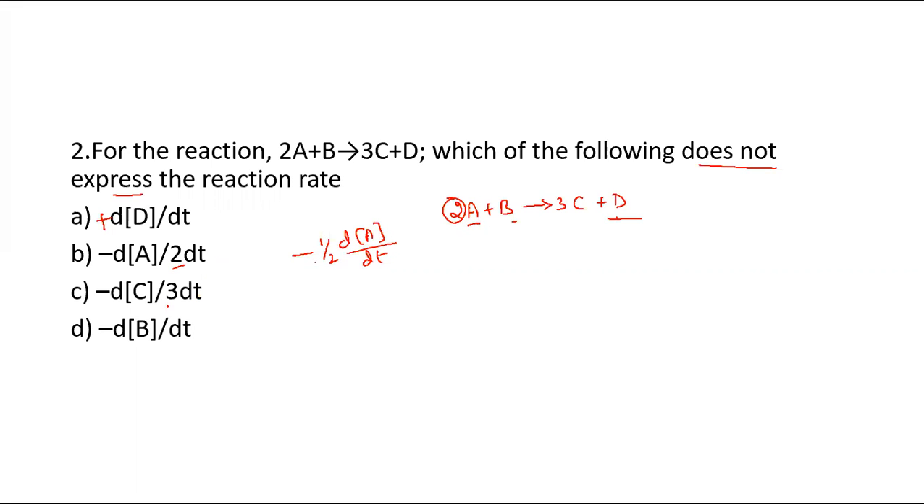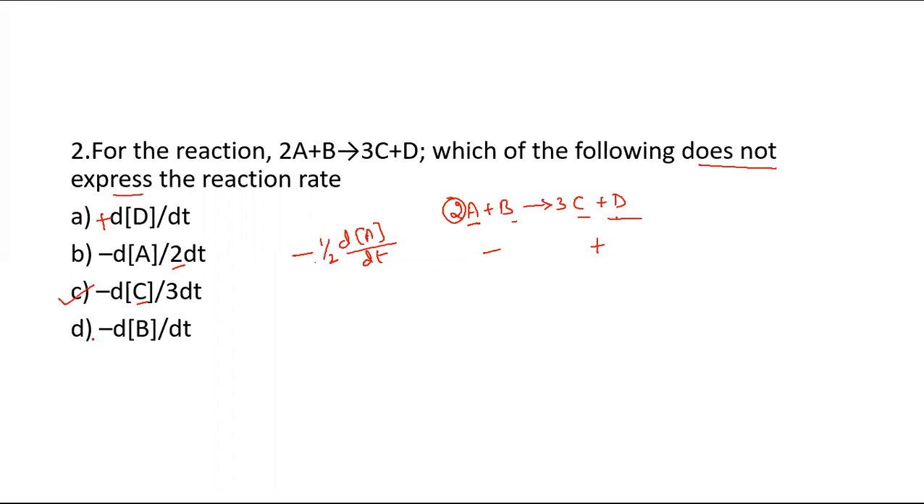So the third one is minus dC. See, C is a product. So what sign should be there? Plus should be there, because products we represent with plus, and reactants we represent with negative. Since C is in the product and they have mentioned a negative sign, this is not matching the rate expression. Okay, so this does not express the reaction rate. Therefore option C is correct.